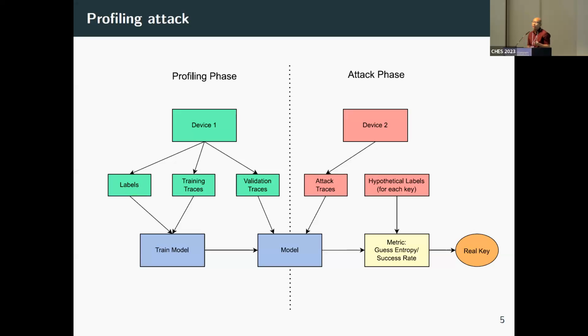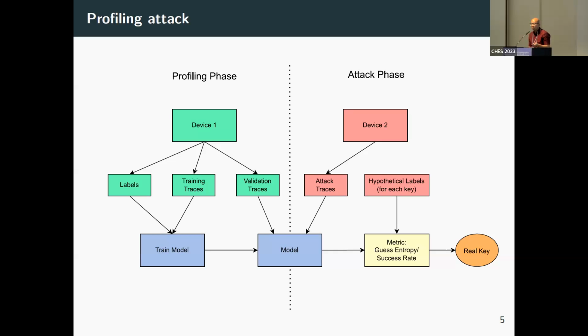A type of side channel analysis is what we know as profiling attack. As the previous talk mentioned, we have two devices, device 1 and device 2. On device 1, the evaluator or adversary knows the key or could even manipulate the key. Then you train a model, and using this trained model, you attack the second device, known as the target device, where you do not know the key. Then you use this trained model together with a metric such as guessing entropy or success rate, and you can recover the secret key.